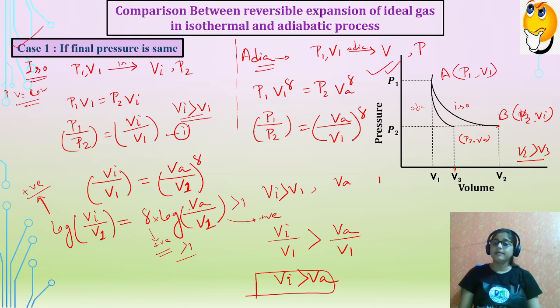And we know that the area under the curve is the work. So here for the isothermal, see, the area is this much, and for the adiabatic case, the area is only this. So comparing this, we can say here W reversible, W iso will be greater than W adia.